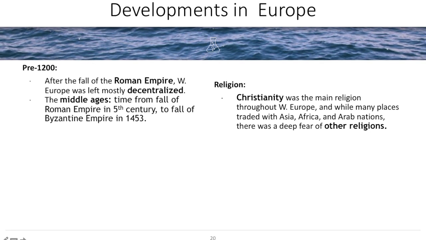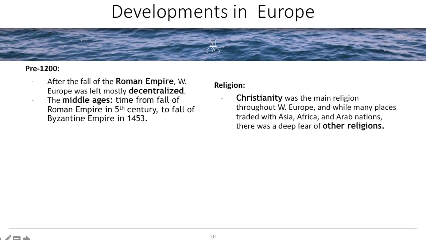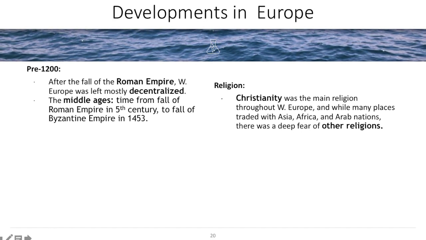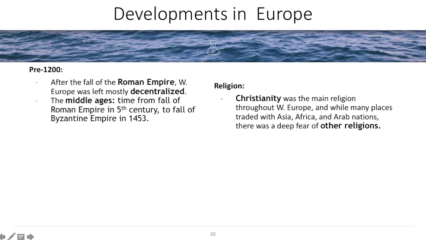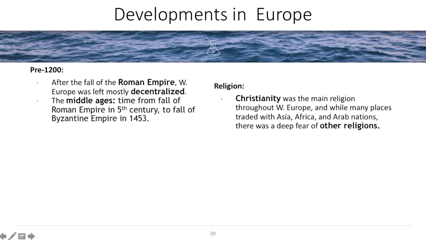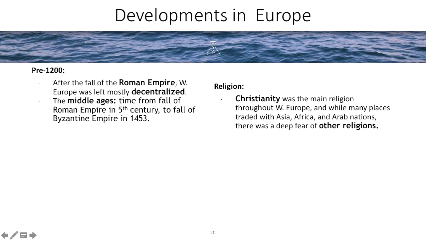But nonetheless, Christianity is the main religion throughout Western Europe, and the religions of other societies like Islam are often viewed with suspicion. Also, let's just say Asian, African, and Arab societies, not nations. They're not synonyms.